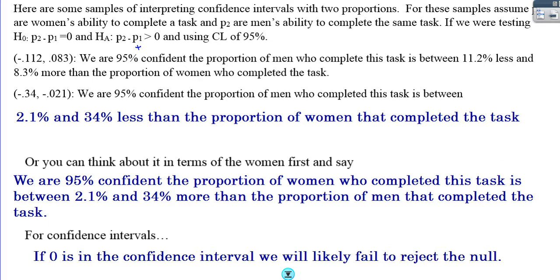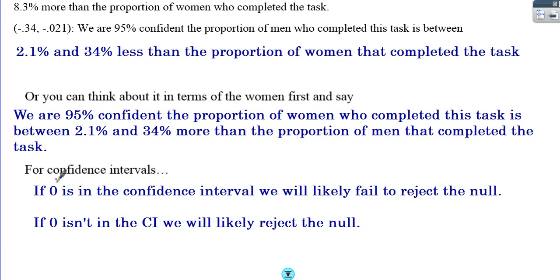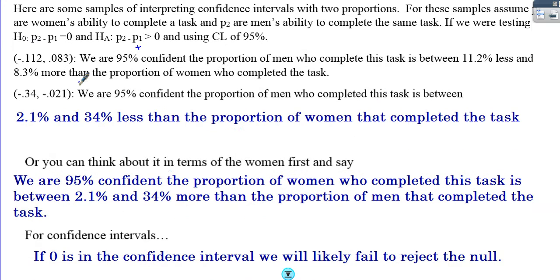So for confidence intervals, when we're comparing these two groups, if 0 is in the confidence interval, that means we're likely going to be failing to reject the null, whereas if 0 is not in the confidence interval, that means we're going to reject our null. So if you go back and take a look at these, this one contained 0 or 0%, so I would have failed to reject the null here, whereas this is saying that it was both less than the proportion of women, and so we would reject the null there.